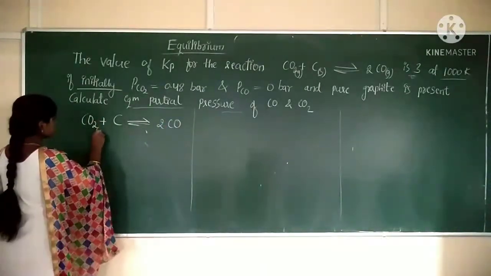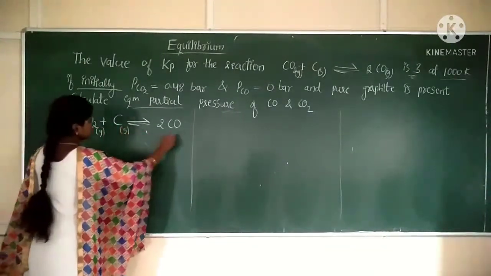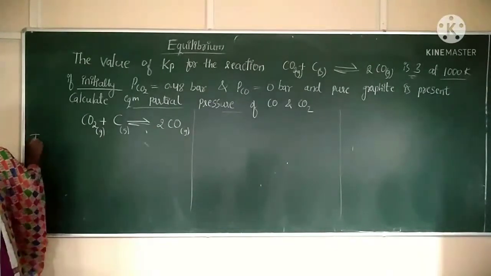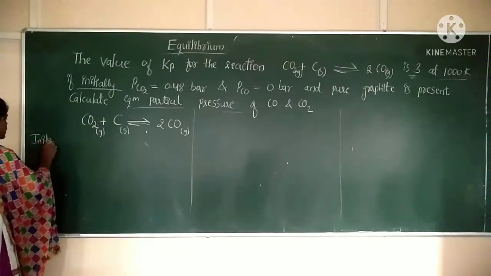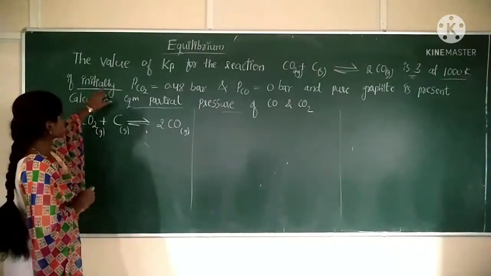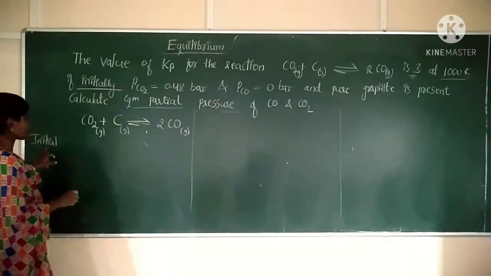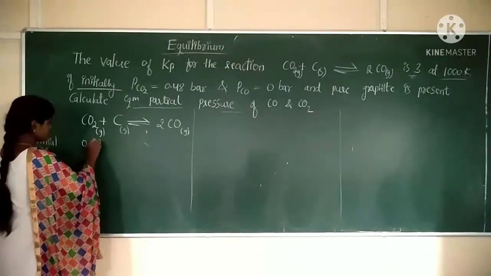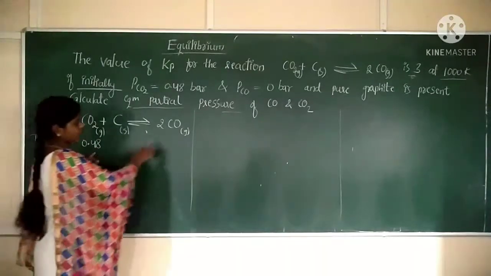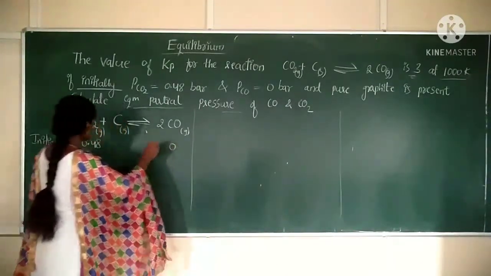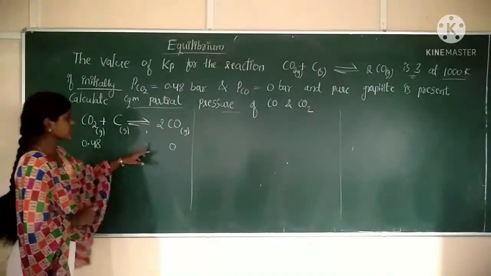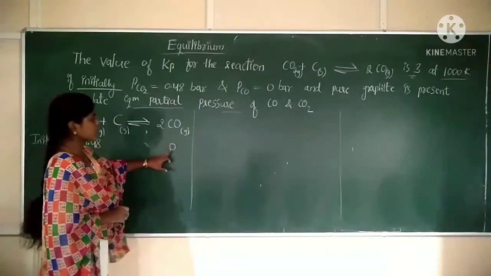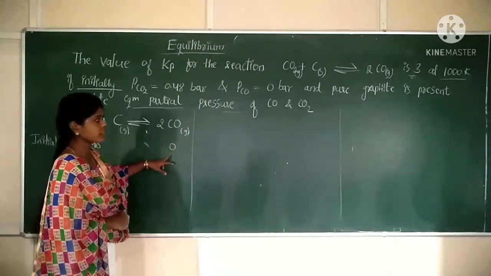Mention its state: CO2 is gas, carbon is solid, CO is gas. Now, what is the initial concentration? Initially PCO2 equals 0.48, so the initial concentration of CO2 will be 0.48, correct? And the concentration of product is 0 at initial conditions. CO value is 0, PCO is also given, that is 0 bar.